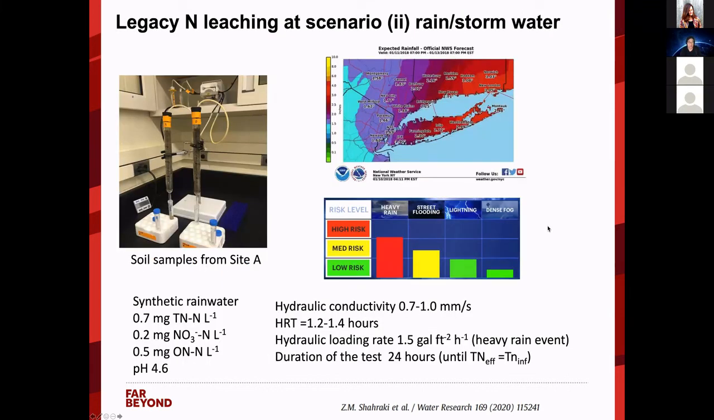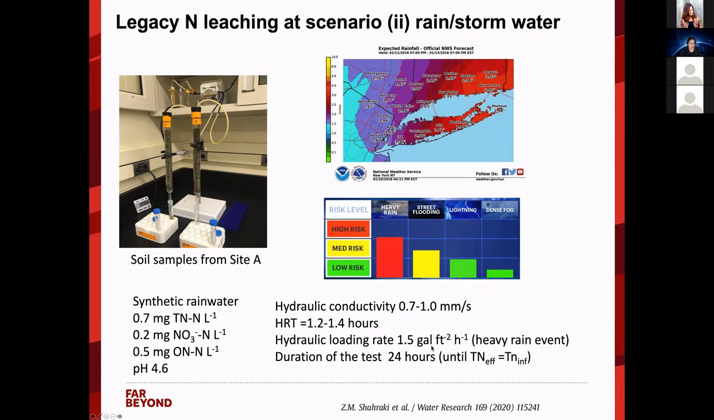So the second scenario of the leaching test is to mimic the rain and the storm event. So we would like to investigate the effect of rainwater on the leaching of leachable nitrogen from the soil. So we conducted another round of leaching test using the soil samples collected at site A. And we want to compare the leachable nitrogen leaching performance at these two scenarios from site A. We first prepared a synthetic rainwater, which contains a very low level of nitrogen species and at a slightly acidic pH. So with the hydraulic conductivity, we can calculate the hydraulic retention time in the column based on the hydraulic loading we chose.